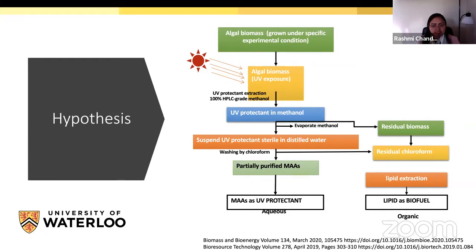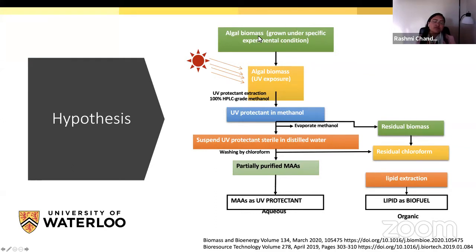MAAs are basically kind of UV protectants, like the sunscreens we use to protect from sun or suntan. It's a similar kind of product which we can recover from microalgae, and they are water soluble. When we consider lipids, they are soluble in organic material, and MAAs are soluble in aqueous form, basically water. So this is one of the things with which we can separate these two compounds from a single biomass. So how I proceeded with it: I took the algal biomass.